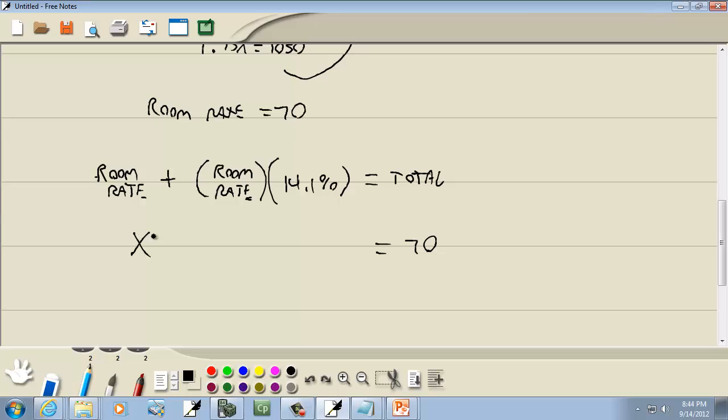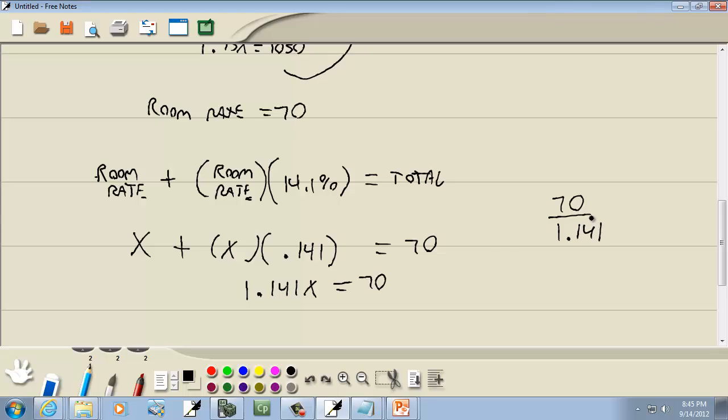Well, what you do is you set up an equation. This is x plus x times, change that to decimal, .141. And it actually even gets easier. You don't have to actually do the math, because when you combine these together, it always gives you 1.141x. So basically, if they had just taken their $70 they put in and divided by 1 point and then your decimal for your tax rate, that would give them how much they put into the computer.